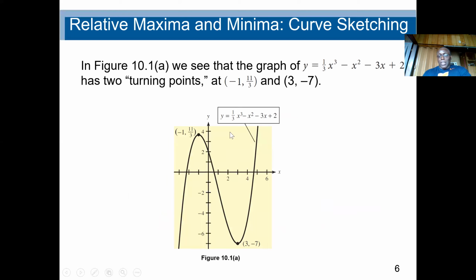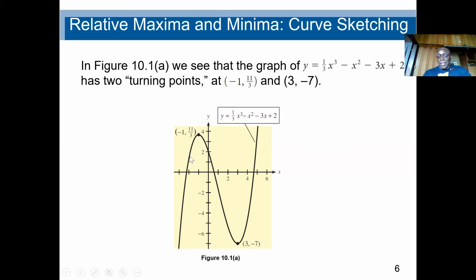So this is an example given again. Here we have y equal to 1/3 x cubed minus x squared minus 3x plus 2. If I plot this graph, this is what we get. Now you can see that when we plot this graph, we have 2 turning points. We have -1 and 11/3, and this will be called the relative maximum. We can see that the turning point is where the graph goes from increasing to decreasing, and that will give us the relative maximum.